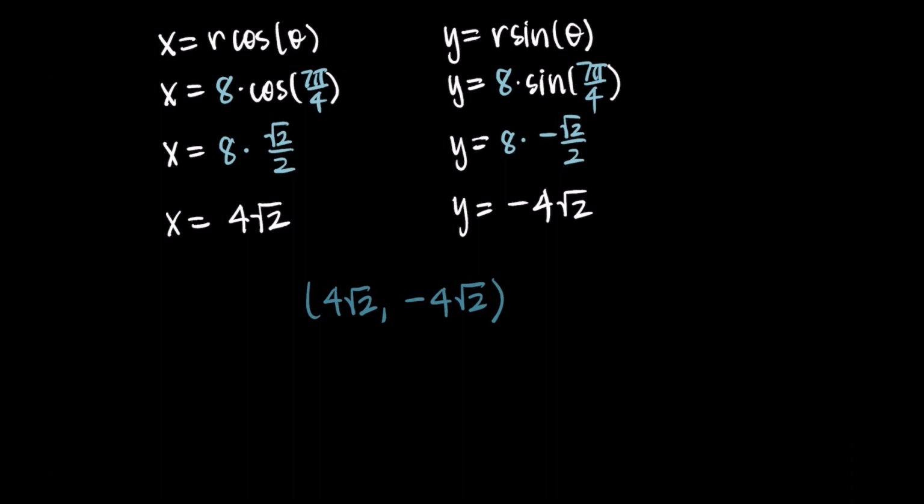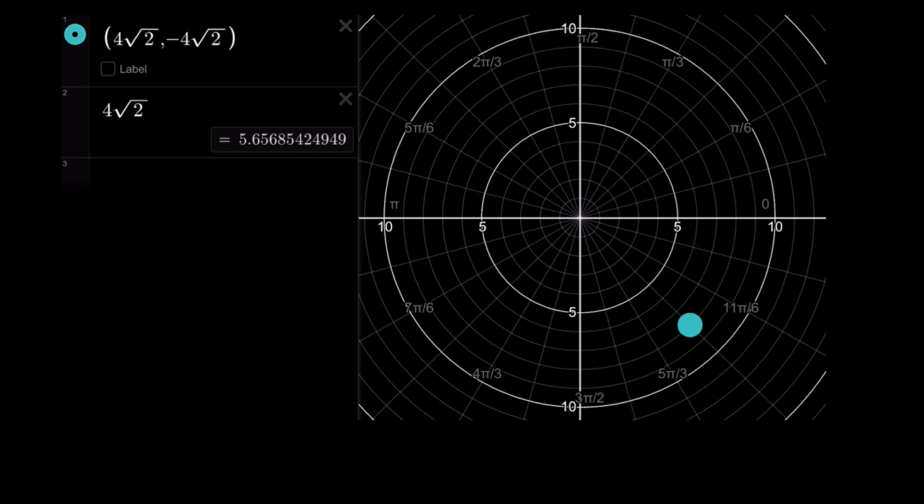So I just want to take a second and look at this on the graph. So I graphed using Desmos the point 4 square root of 2, negative 4 square root of 2, and I computed what that value is as a decimal. So 4 times the square root of 2 is about 5.65685, etc. So if I look here at the polar graph, we can see that the angle is 7 pi over 4. That's in quadrant 4.